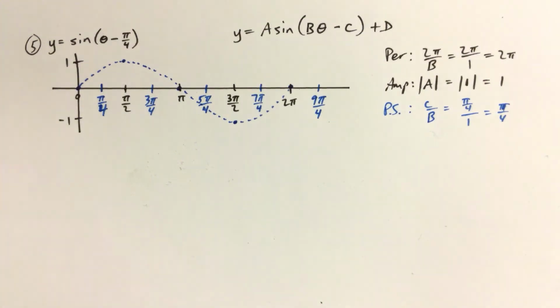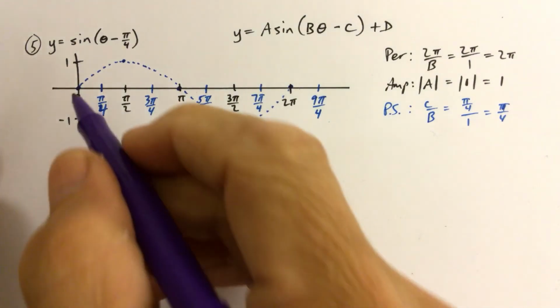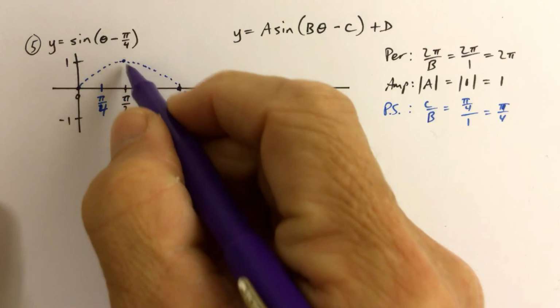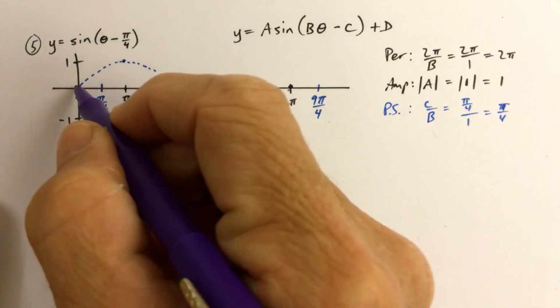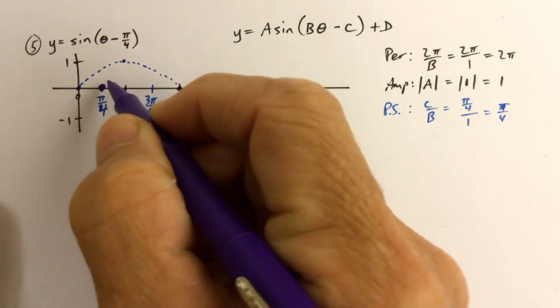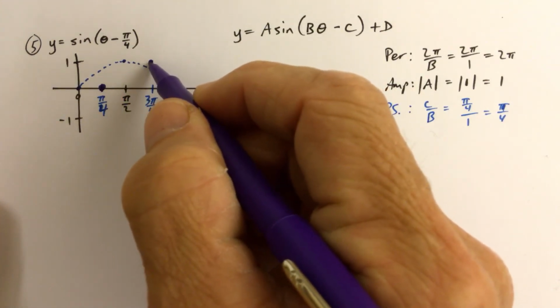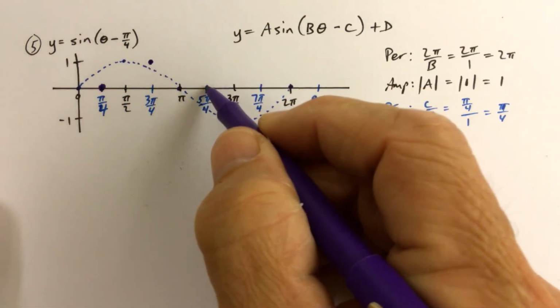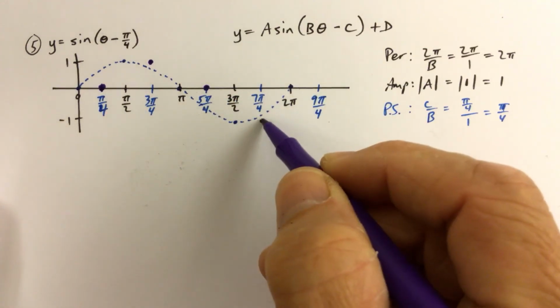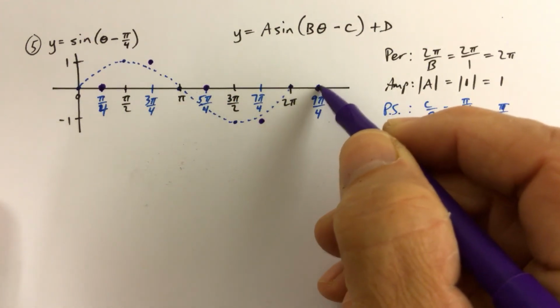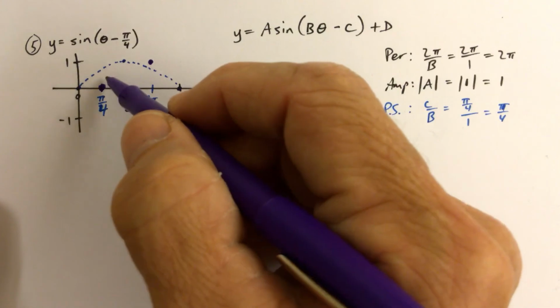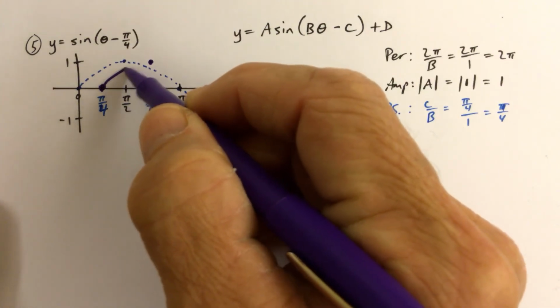Okay, so now I have to just move each of these dots, each of these 5 key points, pi over 4 radians to the right. So the one in the middle goes to the right. Every single one of them goes to the right. If it's on top, it stays on top. Middle stays in middle. Bottom stays on bottom. Middle stays in middle. Now I have 5 new key points, and I just connect the dots.